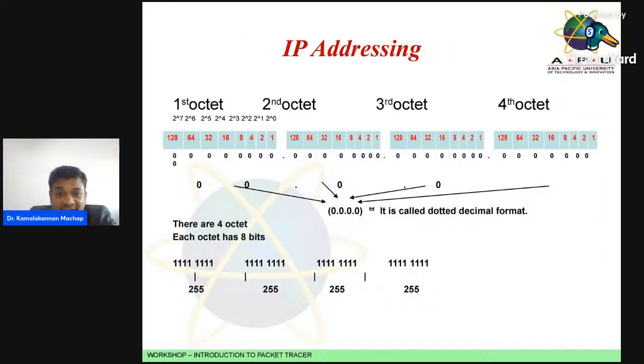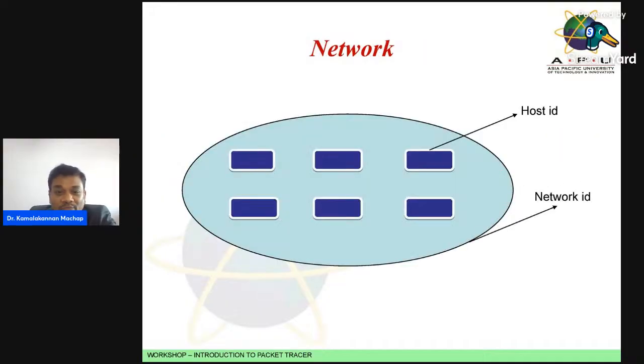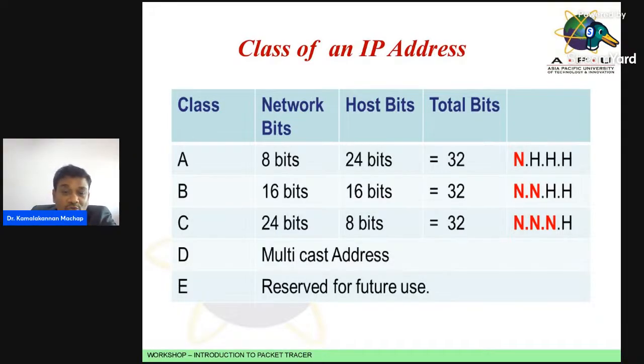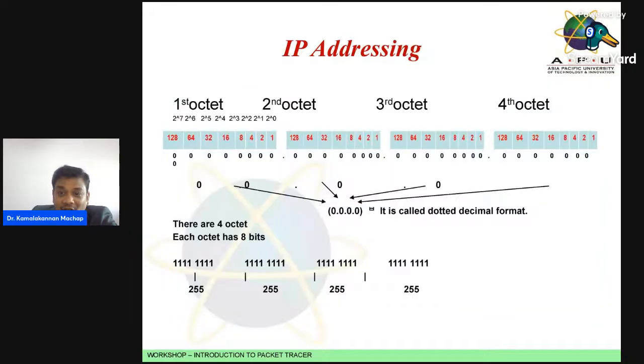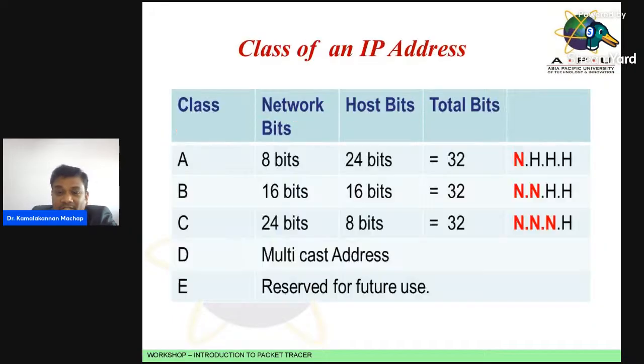Then class C: the first octet, second octet, and third octet, all three octets, which means 8 plus 8 plus 8, 24 bits go to the network, and the last, fourth octet, 8 bits go to the host. So 24 plus 8 is 32 bits.